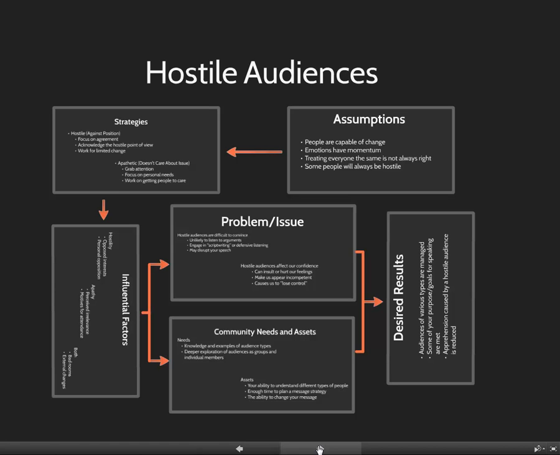And even if you're not successful in convincing the most hostile audience members, you have to remember that there are members of the audience watching how you deal with the most hostile audience members. When those audience members are watching you, you could convince those other people as well.